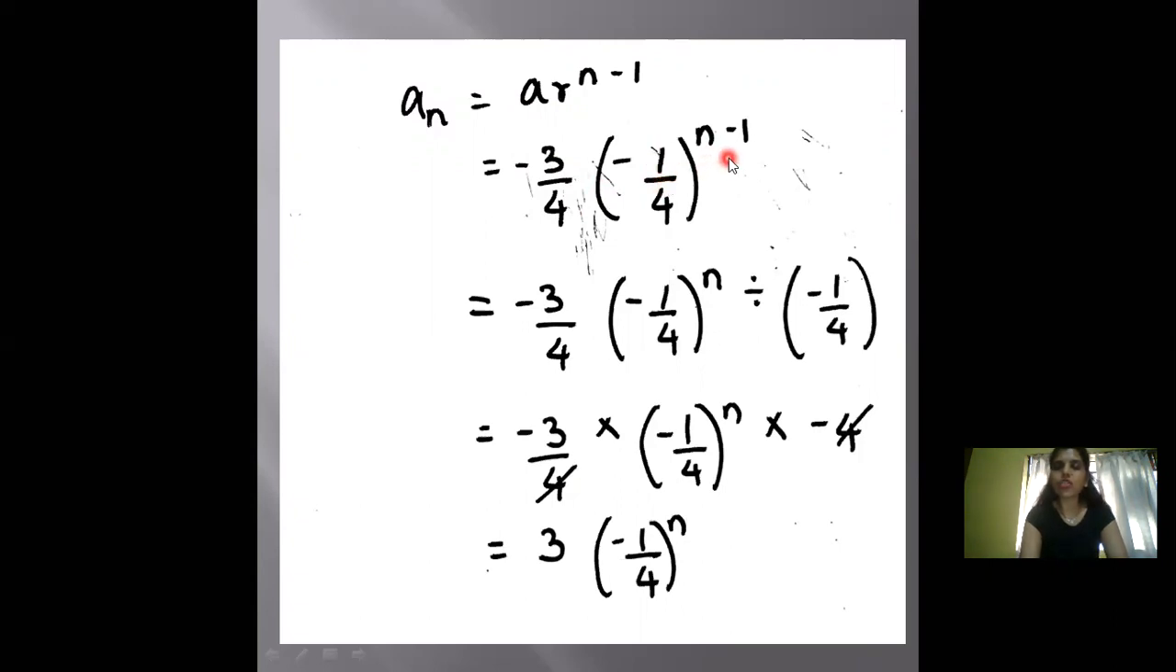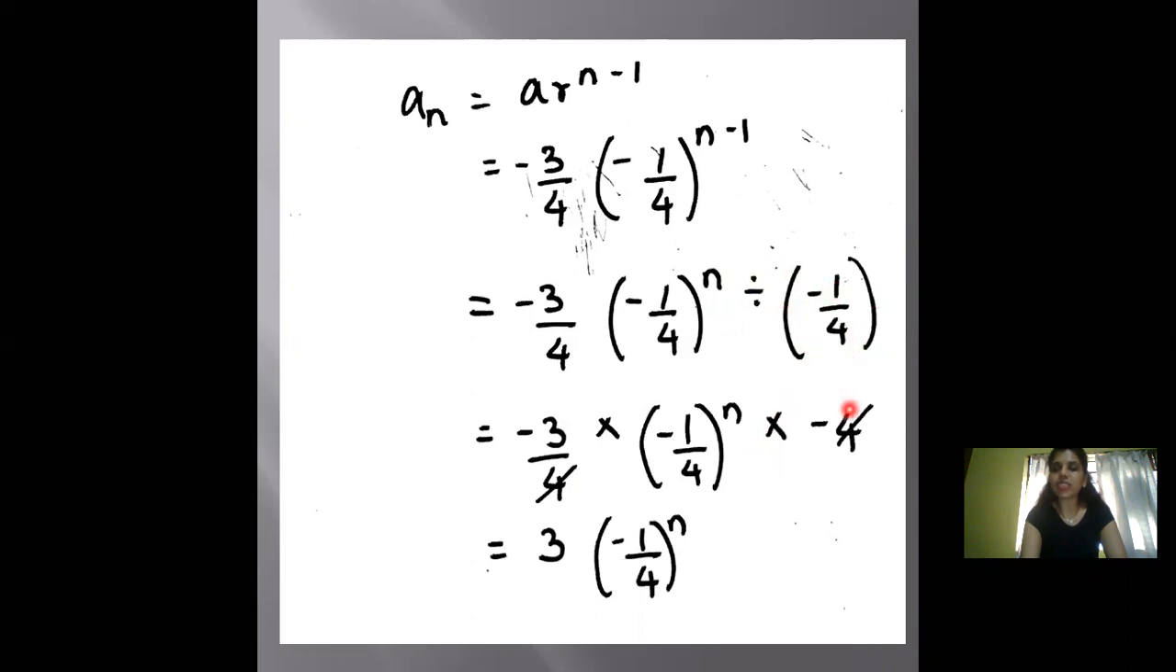So now what I have done is, you can see a raised to m upon a raised to n can be written as a raised to m minus n. If it is a raised to m minus n, I can write that as a raised to m divided by a raised to n. So that is what I have done: minus 1 upon 4 raised to n divided by minus 1 upon 4. Now when the division sign is there, if I want to make this sign multiplication, I take the reciprocal of this.